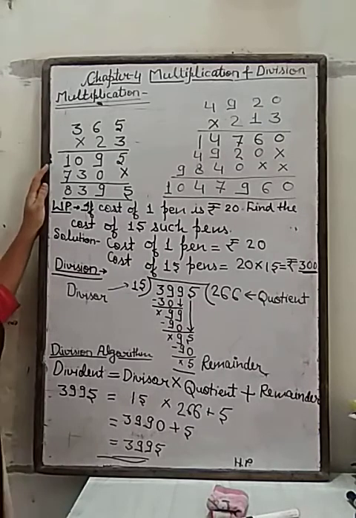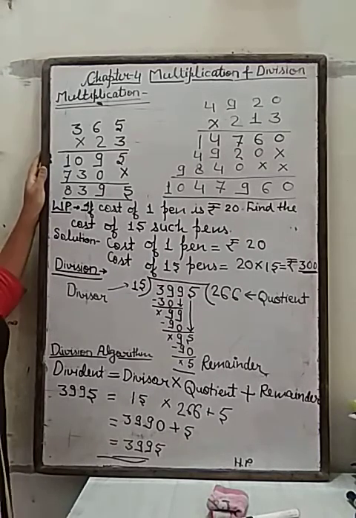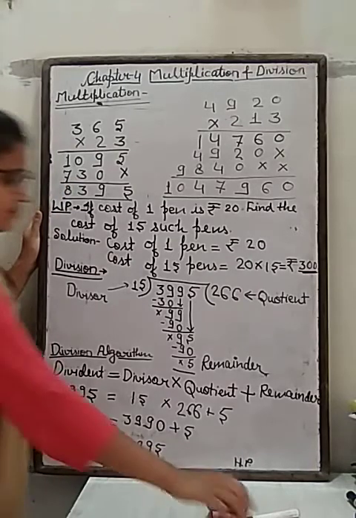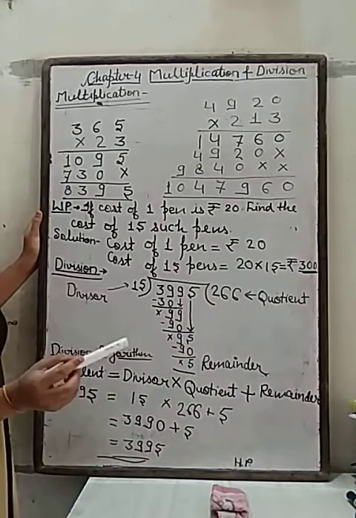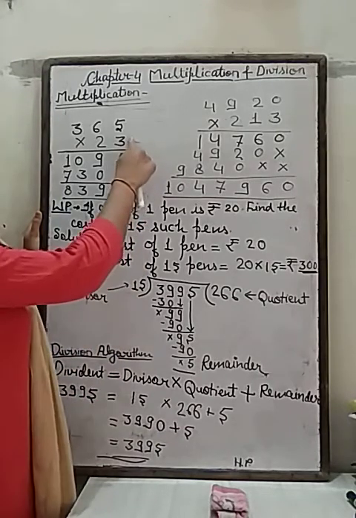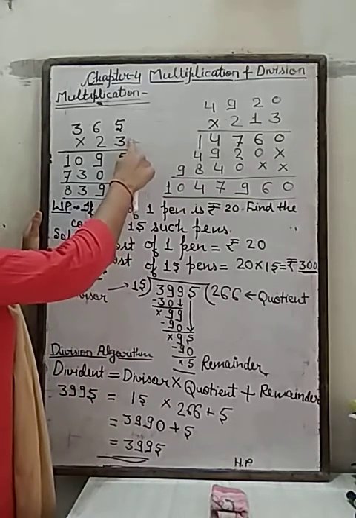So you have also solved one digit multiplication in your previous classes, but in this class I will tell you how to multiply two digit numbers. For example, we have to multiply 365 into 23. Now multiply like this. Firstly, we start multiplication from the very right hand side. The very right hand side digit is 3. So we will start from 3.